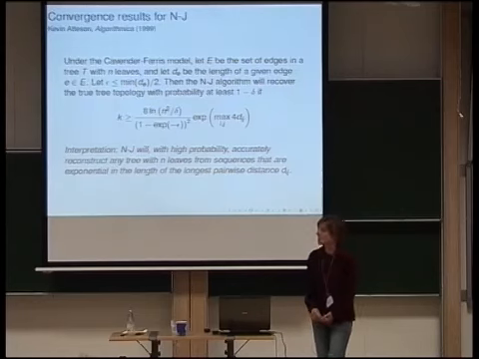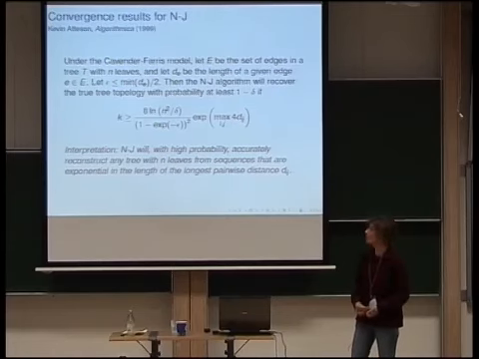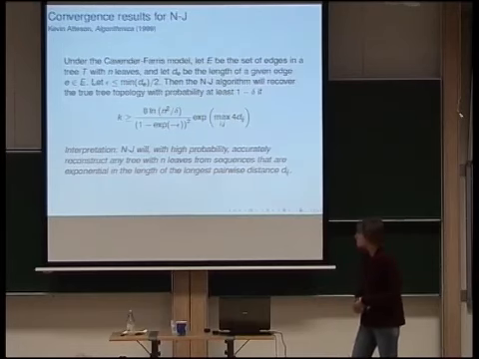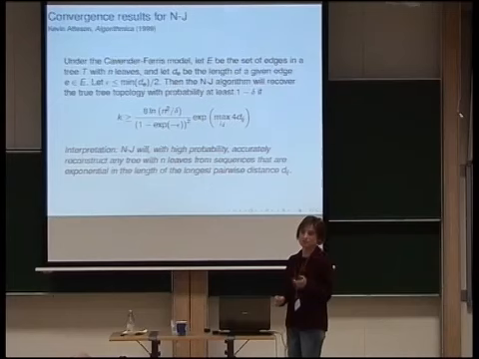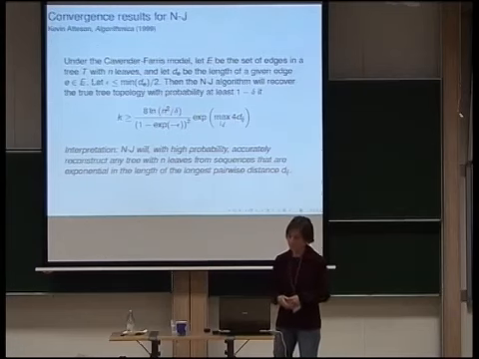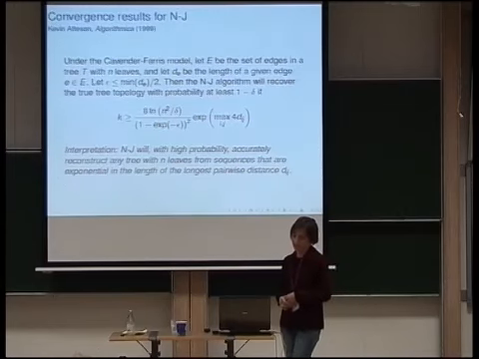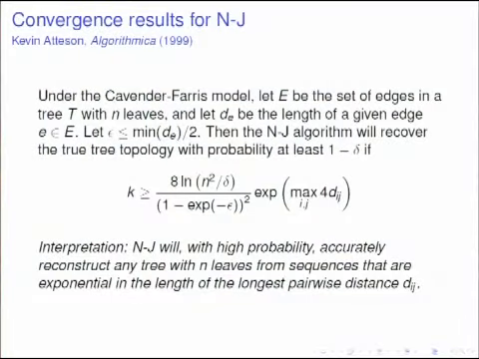And we also had some nice convergence efficiency type results for NJ. Kevin Atteson in 1999 offered the following bound. And under the Cavender-Farris model, which is just the two-state version of the Jukes-Cantor, we assume independence, constant rate of evolution, 0 to 1 is just as likely as 1 to 0. We let capital E be the set of edges in a tree T, and we let d sub e be the length of any edge e. And we define epsilon to be half the length of the minimum edge. Then NJ will recover the true tree topology with high probability if our sequence lengths k are this long.